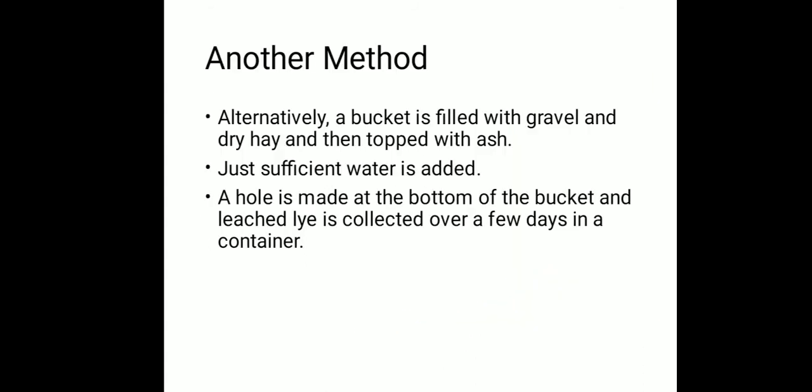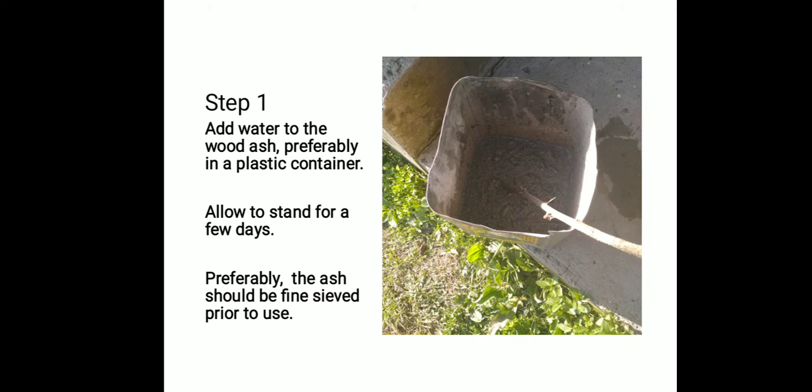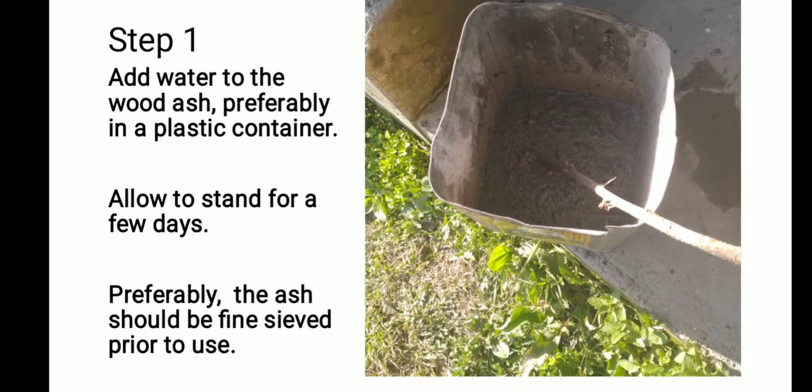There's another method where gravel is put in a bucket, and after that some grass or hay is put over the gravel, after which it is topped up with wood ash, and then only a small amount of water is added to the wood ash, so that it becomes wet, and the lye then trickles down the filtration bed, and it can be collected at the bottom. For this reason, a hole is made at the bottom, and lye is collected through this hole in another container for a few days. But we are not concerned with this method. We are using an alternative method that has been described in step 1. We add a sufficient amount of water so that the whole wood ash gets solubilized.